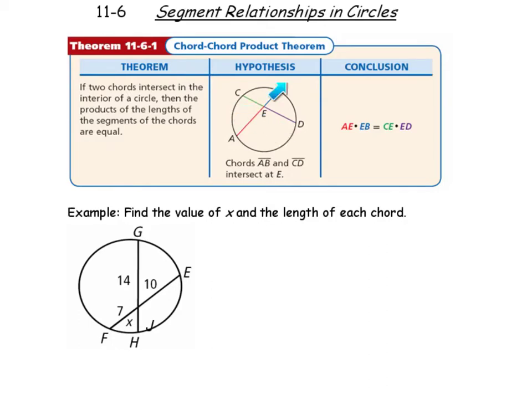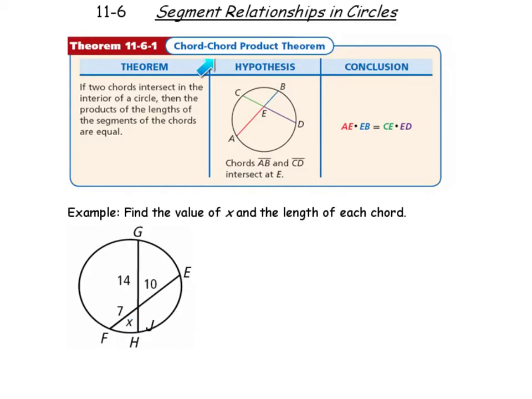So basically, if I've got two chords, and they intersect in the circle, the products of the smaller segments are going to be equal to each other. Best way to go about it is to show you an example. So in my example here, I've got chord GH and I've got chord FE, and they intersect at J.